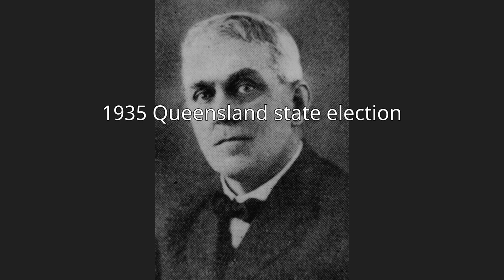1935 Queensland state election. Elections were held in the Australian state of Queensland on 11 May 1935 to elect the 62 members of the state's Legislative Assembly. The Labor government of Premier William Forgan Smith was seeking a second term after having defeated the Country and Progressive National Party in the 1932 election.